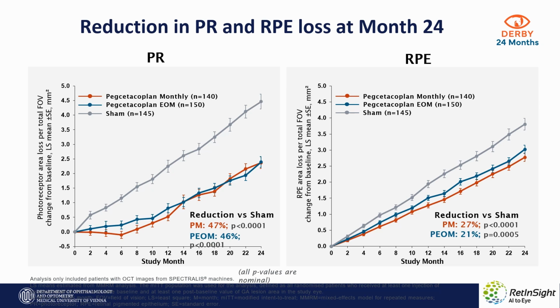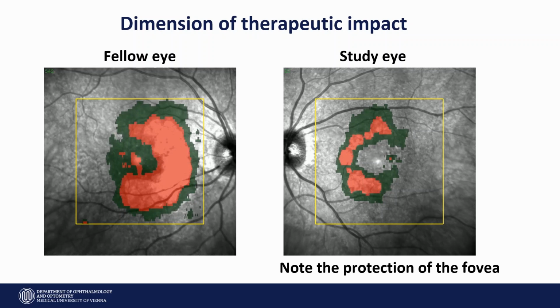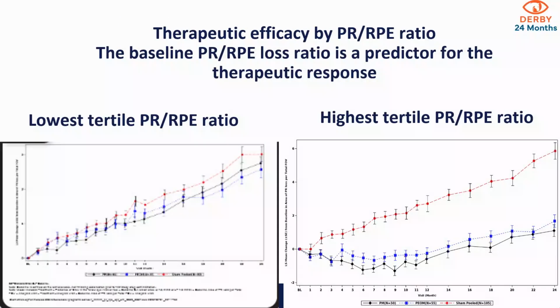And that was confirmed also in this study. Let me give you an example that visualizes that effect in one patient where the fellow eye is seen to the left and the study eye to the right, while in the untreated eye, photoreceptor degeneration and RPE loss continued to a complete wipe out of the treated eye.